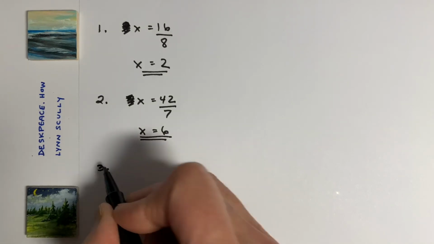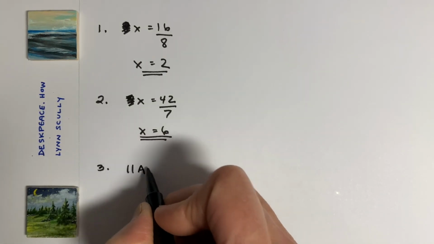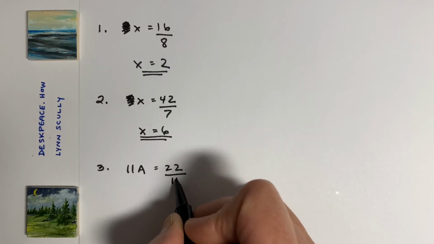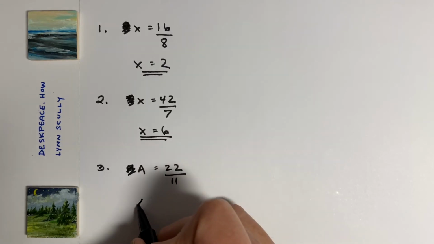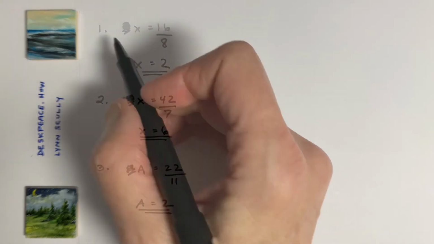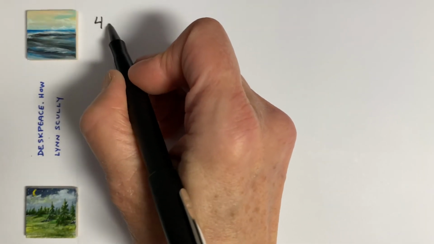Number 3. 11a equals 22. I want to get the a alone. The 11 is attached by multiply. Move it by division to the other side of the equal sign. And I'm getting a equals 2. Number 4.